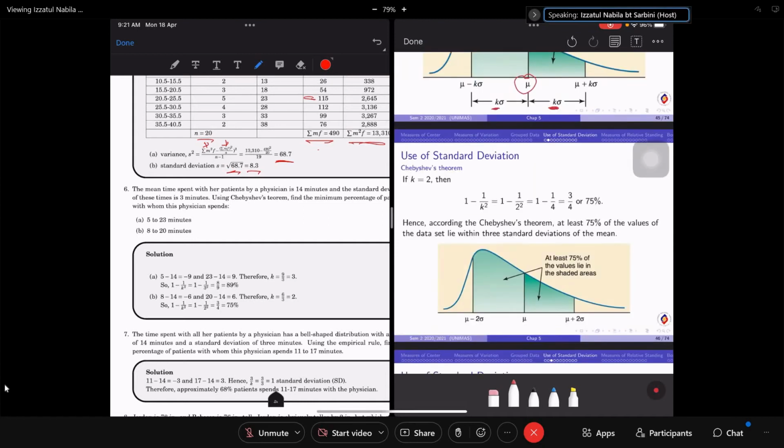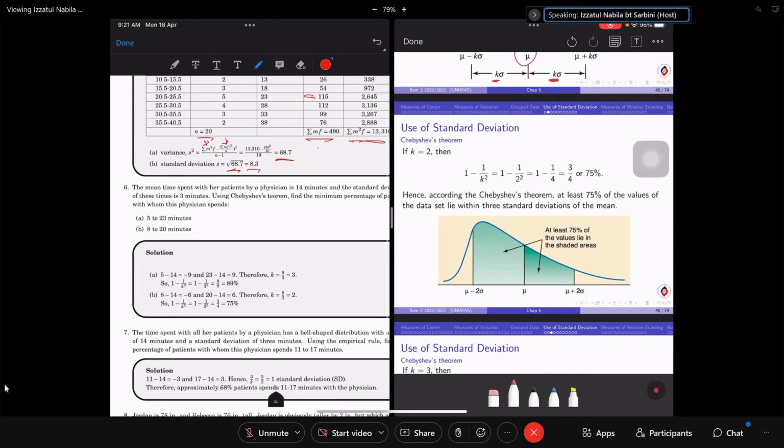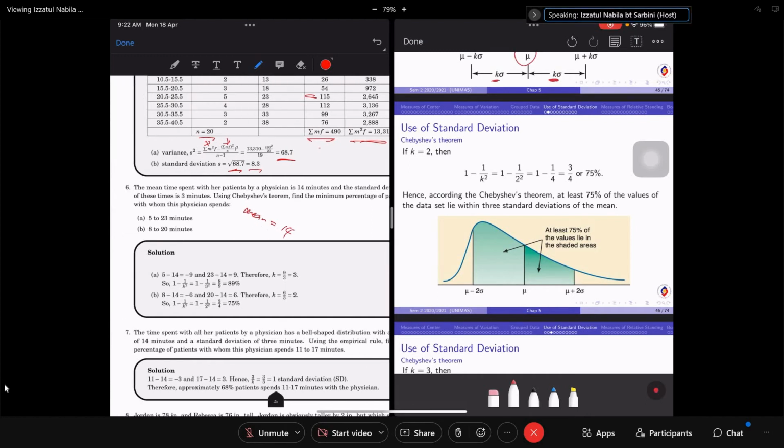Alright, so we look at question 6. The mean time spent with her patients by a physician is 14 minutes. Okay, this is the mean. And then the standard deviation of these times is 3 minutes.